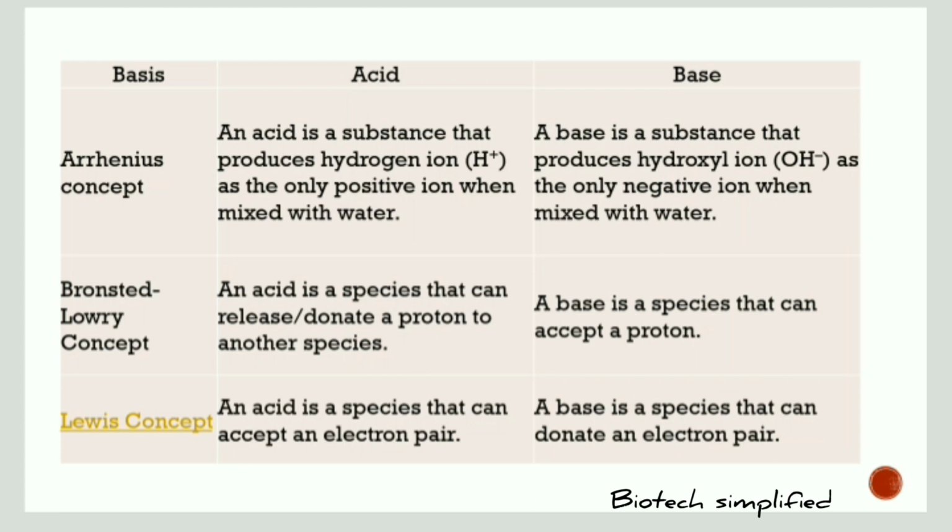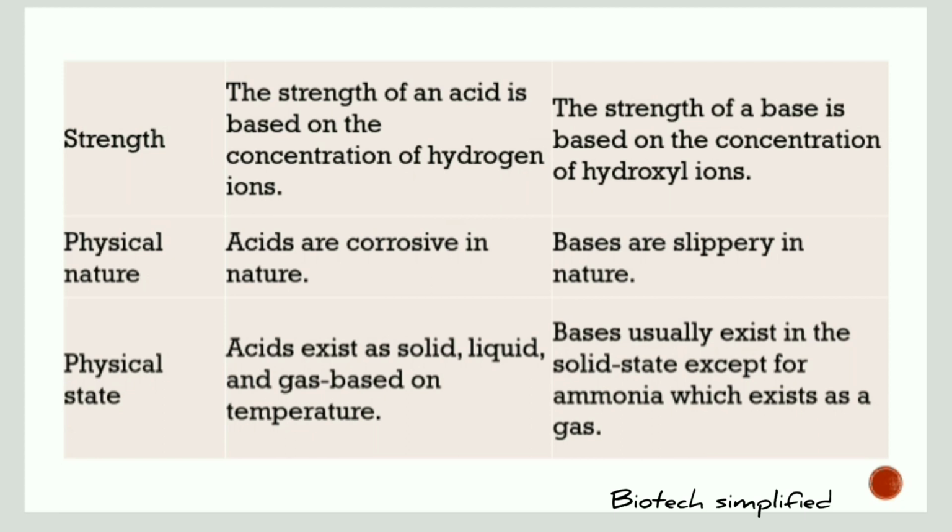Now let us discuss based on physical properties like strength. An acid is a substance that has a strength based on the concentration of hydrogen ions, whereas a base is a substance which has a strength based on the concentration of hydroxyl ions. So the strength of an acid is based on the hydrogen ion, whereas the strength of a base is dependent on the concentration of hydroxyl ions.